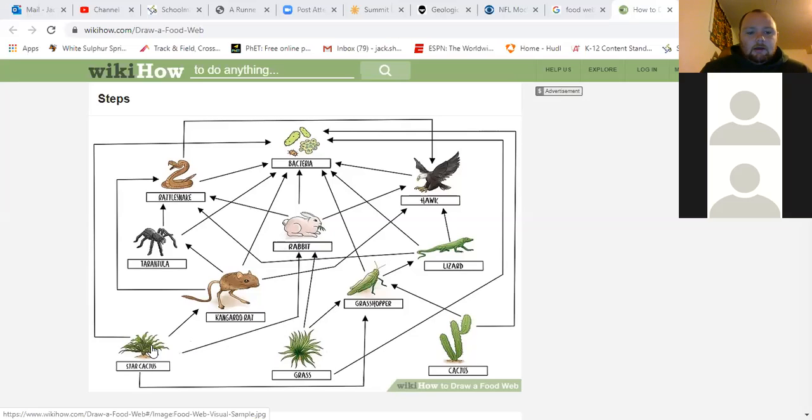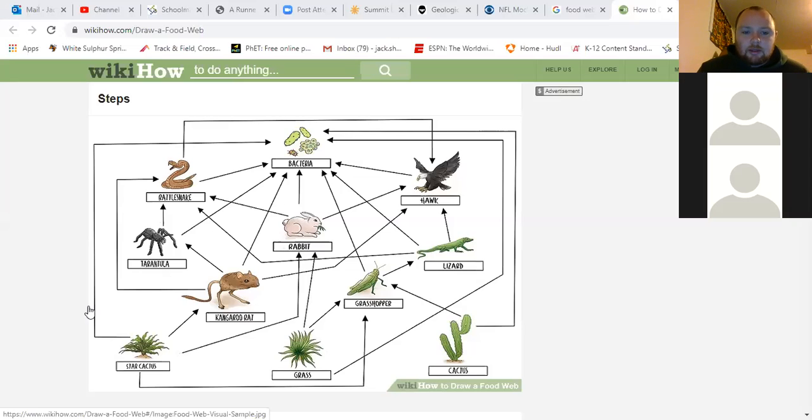And so you can see this arrow goes up to the kangaroo rat. This arrow also goes up to the rabbit. This arrow goes up to the grasshopper, and this arrow goes up to the bacteria. Okay, so in this setting, you can kind of throw out the bacteria because the bacteria break down everything, all right? But really it's these three things that are our primary producers, okay? Now, when you have an arrow that goes from one thing to the next, so like this star cactus goes from here to the kangaroo rat, that means that the kangaroo rat is eating it, okay?